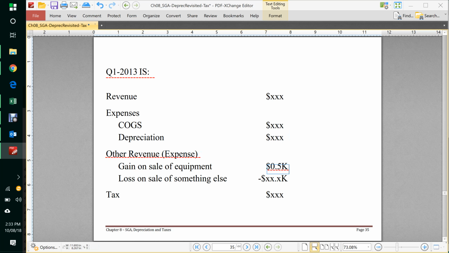This is the 13,000 minus the 12.5 thousand, and they might have loss on sale of something else. So typically, these are not necessarily netted out. You'd show gain on some things, loss on other things. So that's the way this works.